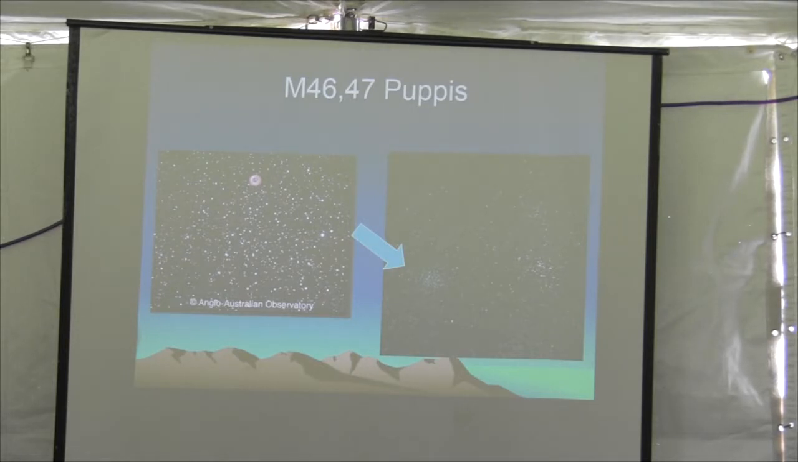Now, there's a bonus in M46 right here. There's actually what's called a planetary nebula in M46, which is also called NGC 2438. So not only do you have the beauty of an open cluster, you have a planetary nebula that resides there.